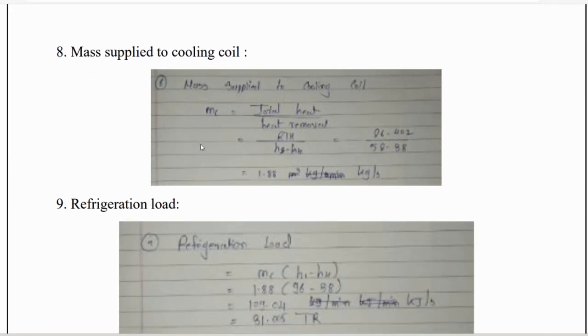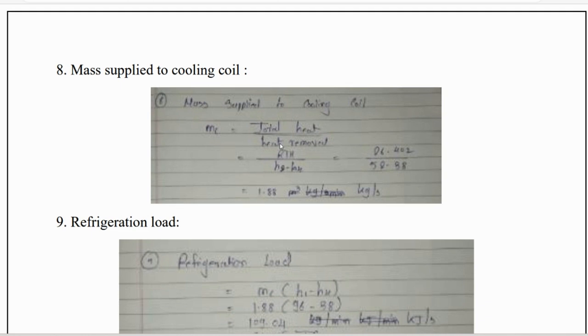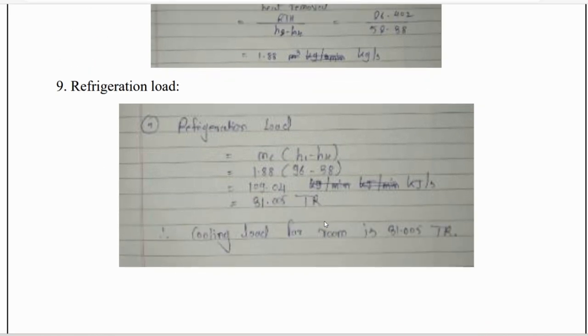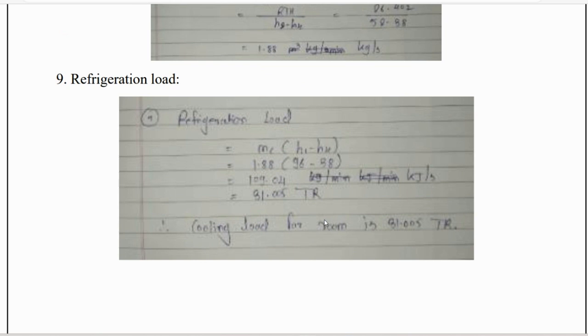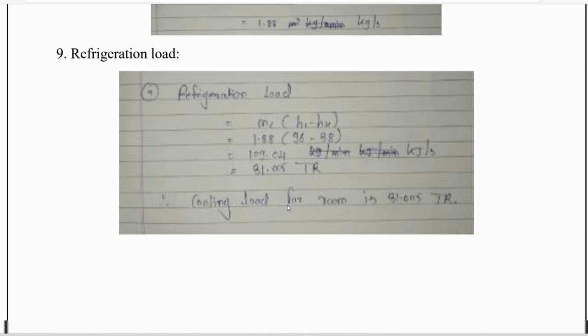Now the mass supplied to the coil is total heat upon heat removed. So here we get mass supplied as 1.88 kg per second, and hence we can calculate the refrigeration load as mass multiplied by enthalpy change, which gives us the tons of refrigeration.